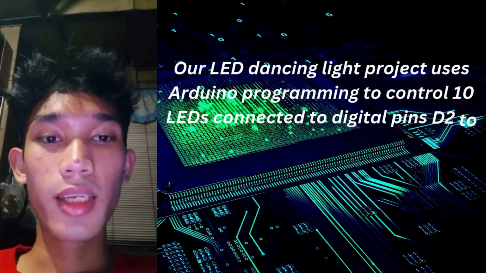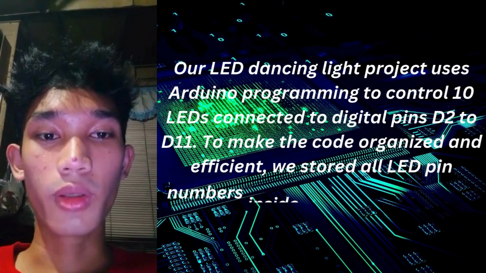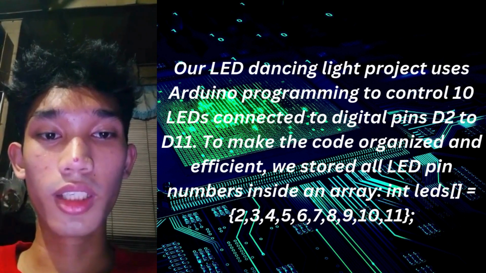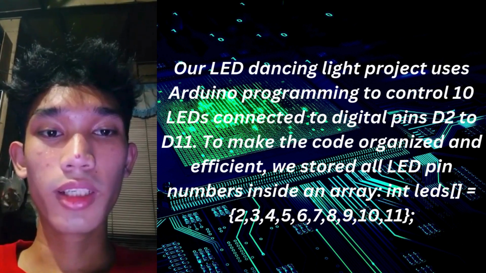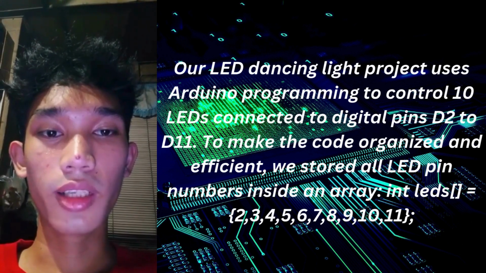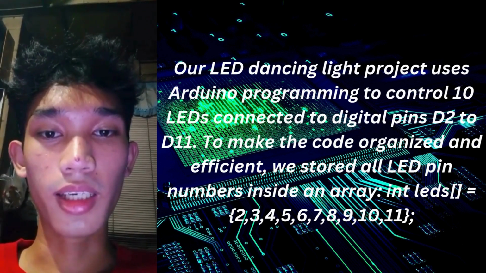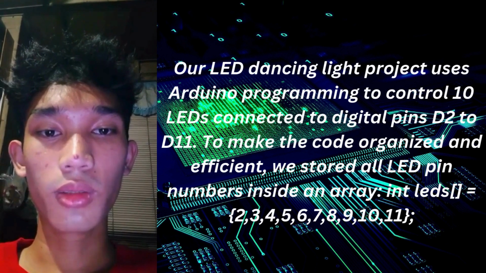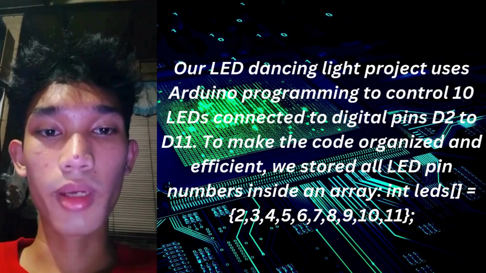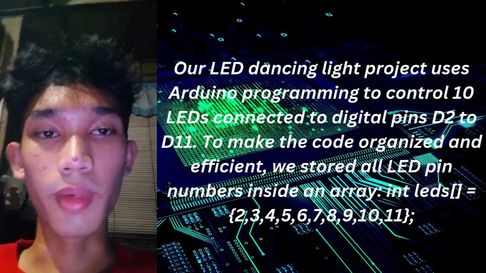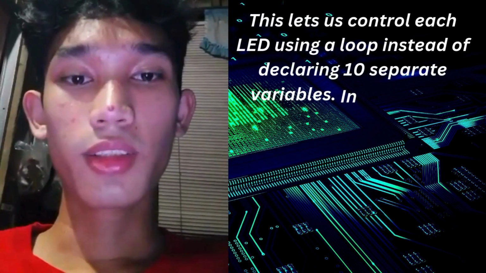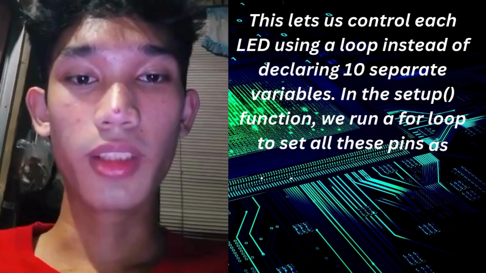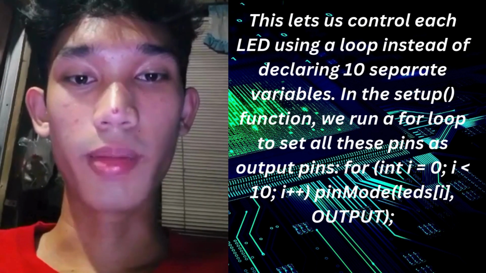Our LED dancing light project uses Arduino programming to control 10 LEDs connected to digital pins D2 to D11. To make the code organized and efficient, we store all LED pin numbers inside an array: int LEDs[] = {2, 3, 4, 5, 6, 7, 8, 9, 10, 11}. This lets us control each LED using a loop instead of declaring 10 separate variables.